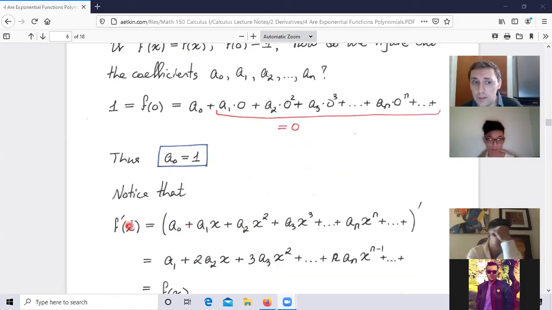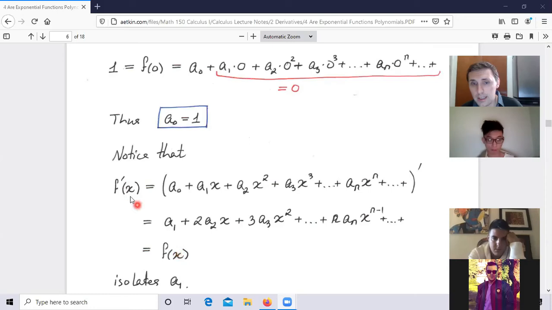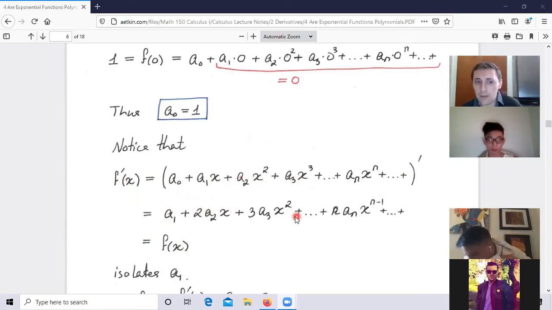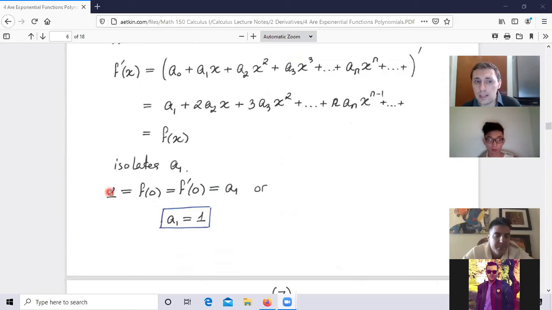If I take the derivative of this function, on one hand, I get the same function. Do you see it? Same function, because that's the hypothesis. We're searching for a function that is impervious to derivatives. But if it's an infinite polynomial, and I imagine that I can still take derivatives one term at a time, that means that a1 now jumps into the position of a0. Do you see that? Now, if I plug in 0, I realize 1 is equal to f(0), which is equal to f prime of 0, which is a1, right? So a1 is also equal to 1.